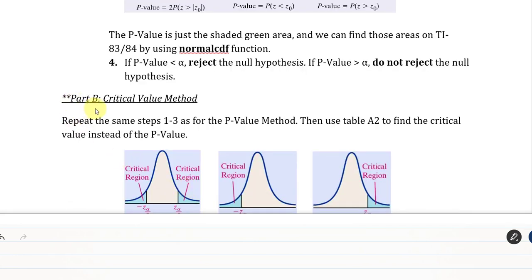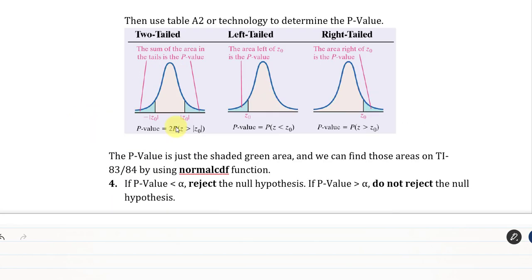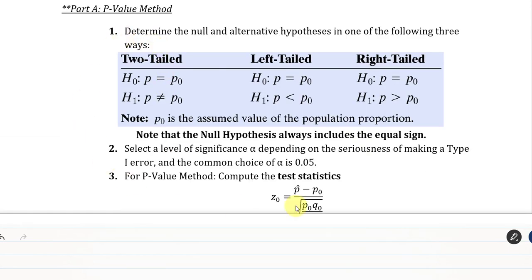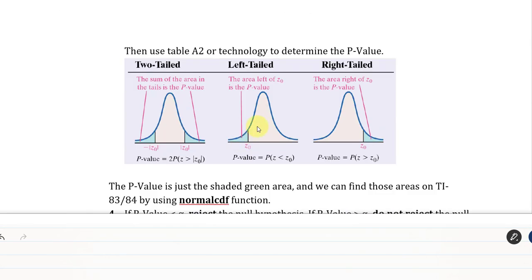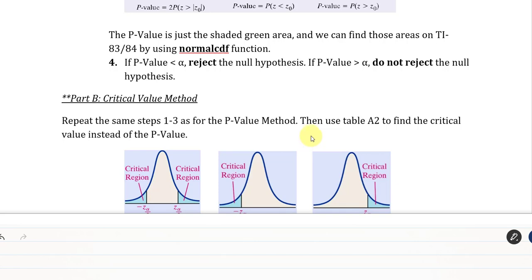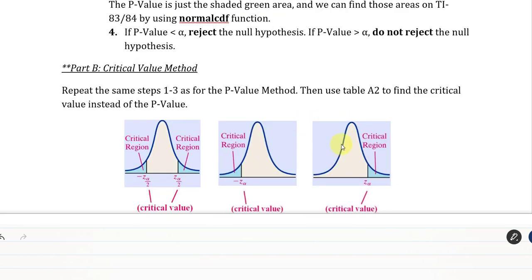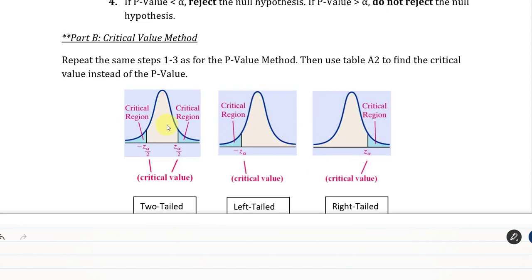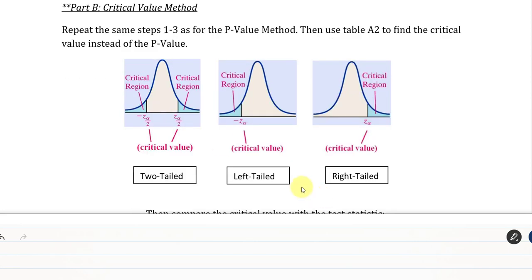Part B, using the critical value method. Now repeat the same steps 1, 2, 3. We are using the same steps, but now instead of computing the p-value, we use the z-score table to find the critical value instead of the p-value. Okay, so again we have three cases: the two-tail, the left tail, and the right tail.